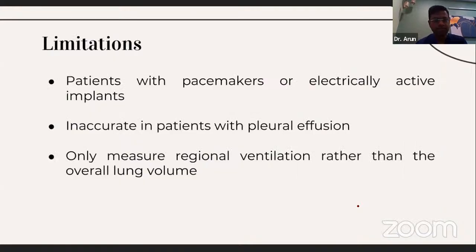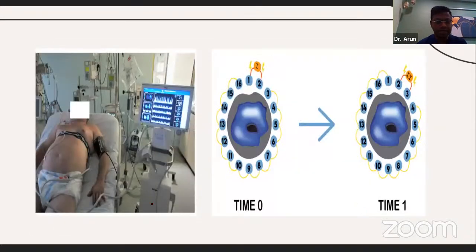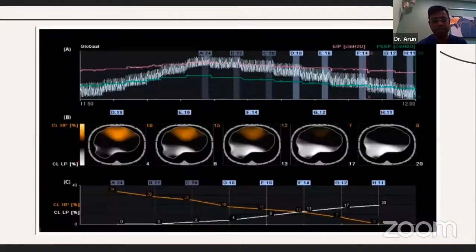Then, limitations of electrical impedance tomography. Patients with pacemakers or electrically active implants, we cannot use this. It is also inaccurate in patients with pleural effusion. It only measures the regional ventilation, because we are connecting a belt at the mid portion of the chest, and this picture only it is giving, and that we are extrapolating to the global lung ventilation. That is another limitation.